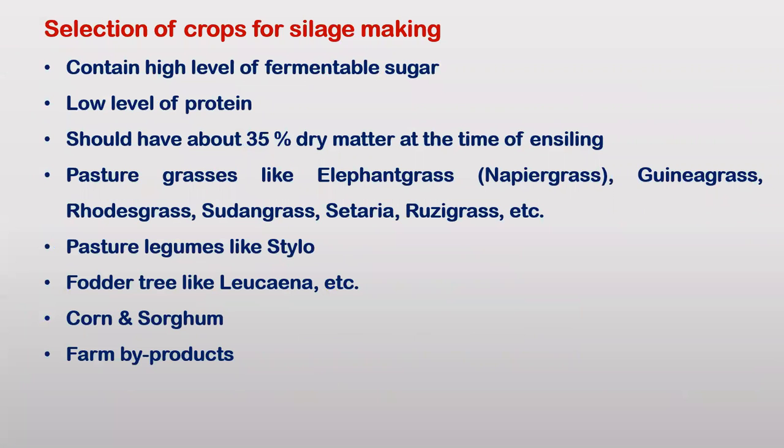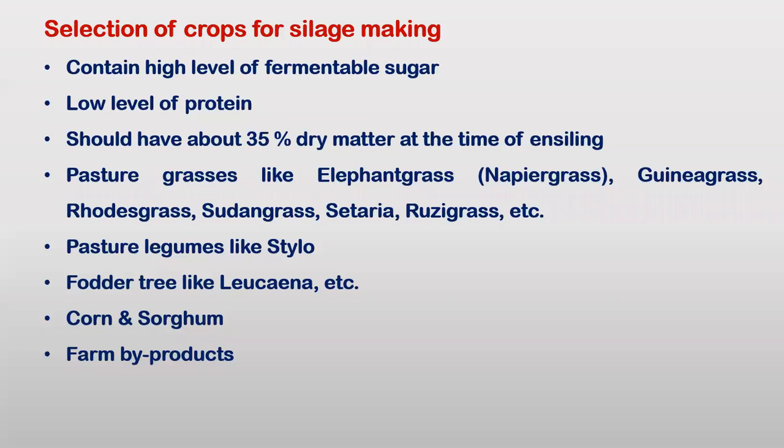So what kind of crops should we select for making silage? Actually, the selection of the crop is very important. Those crops which have a high level of fermentable sugar, we should select for silage making. Crops should have a low level of protein. Protein content should be less, and fermentable sugar should be high. And crops should have 35% dry matter at the time of ensiling.